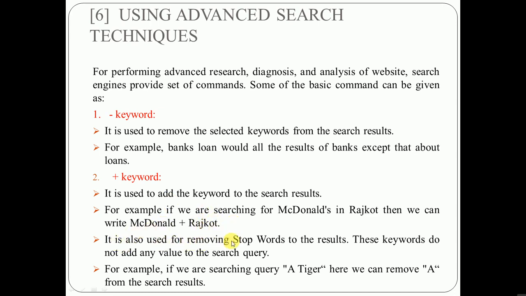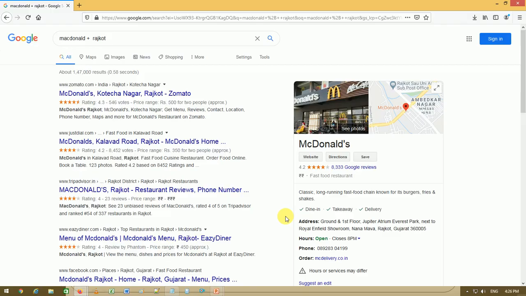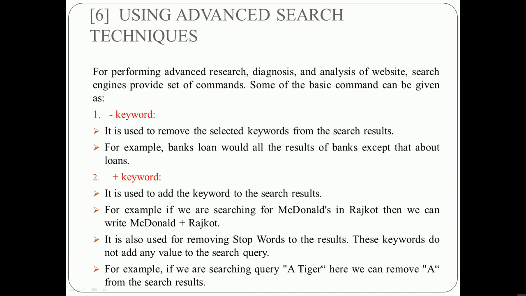It is also used for removing stop words from the result. These keywords do not add any value to the search query. They will not add extra value to the search query, but later on we will see how they affect your search result. For example, we are searching a query, a tiger. Here we can remove a from the search result, because grammatically we say a tiger, but for the search engine purpose, it doesn't consider it. For that, it's not considering a tiger.